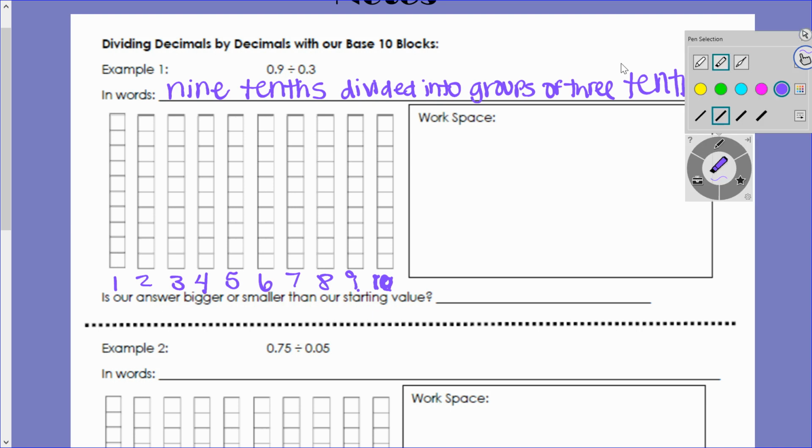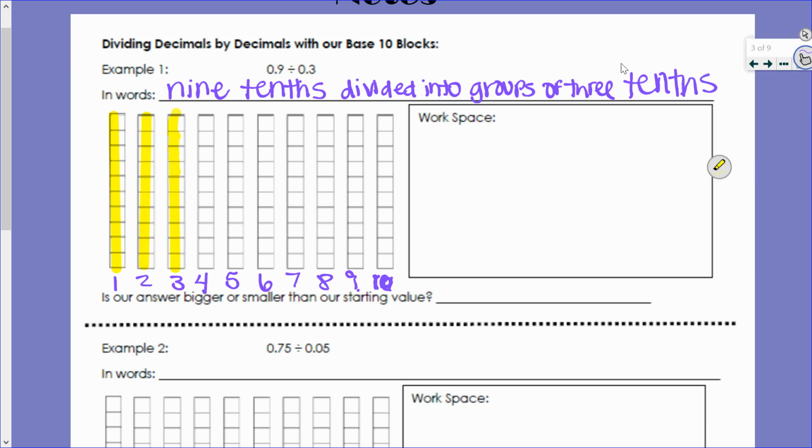Okay, so let's go ahead and shade 9/10. I want 9/10. That's represented by 1/10, 2/10, 3/10, 4/10, 5/10, 6/10, 7/10, 8/10, 9/10. Okay, so I have 9/10 represented up here.